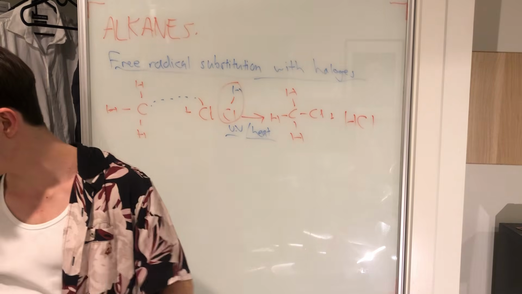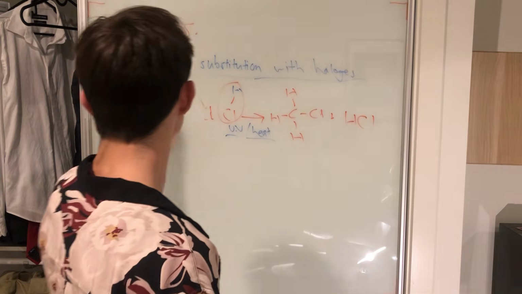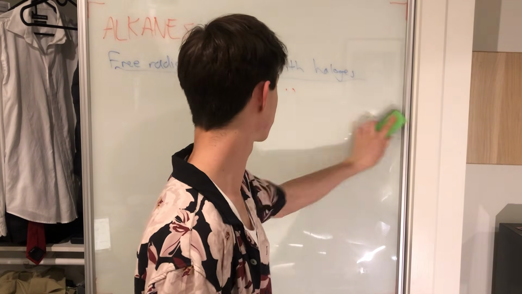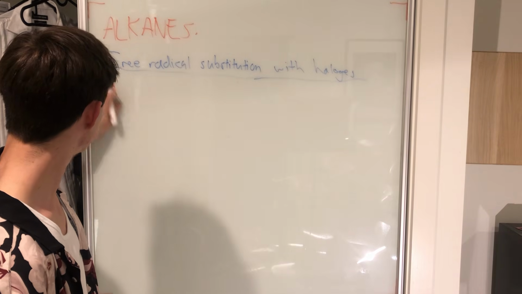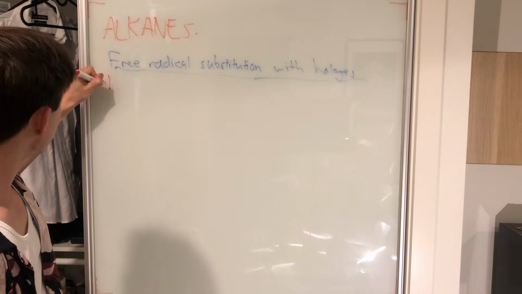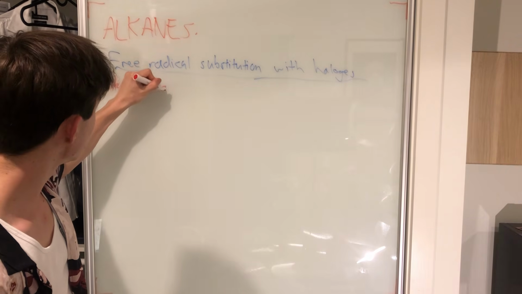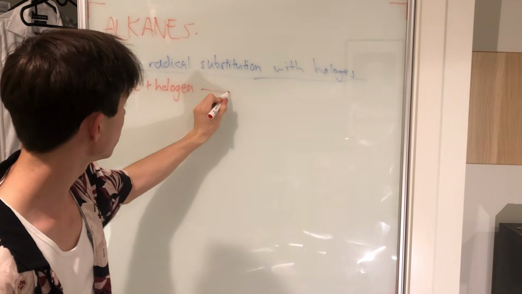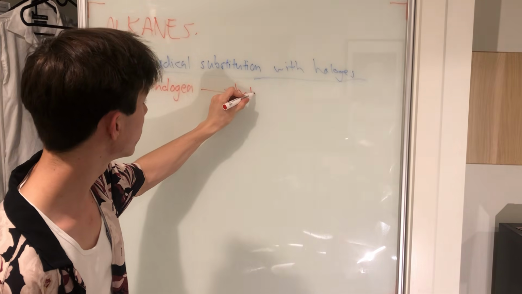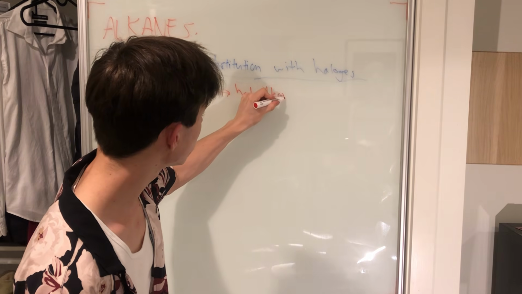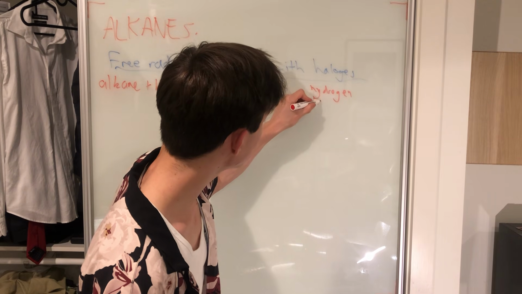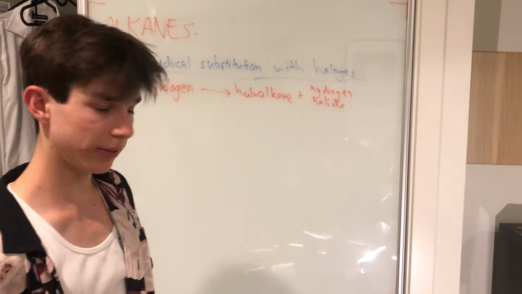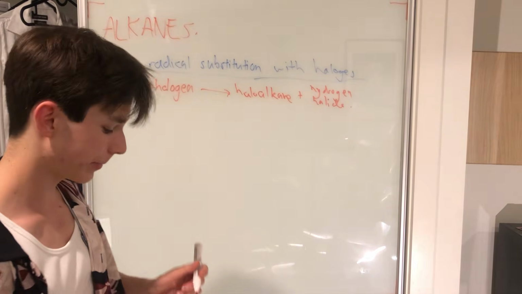Let's rub that out and give you a word equation to put in your notes. As I said, alkane plus halogen gives you haloalkane plus hydrogen halide. Yes, like HCl, HBr, HI.